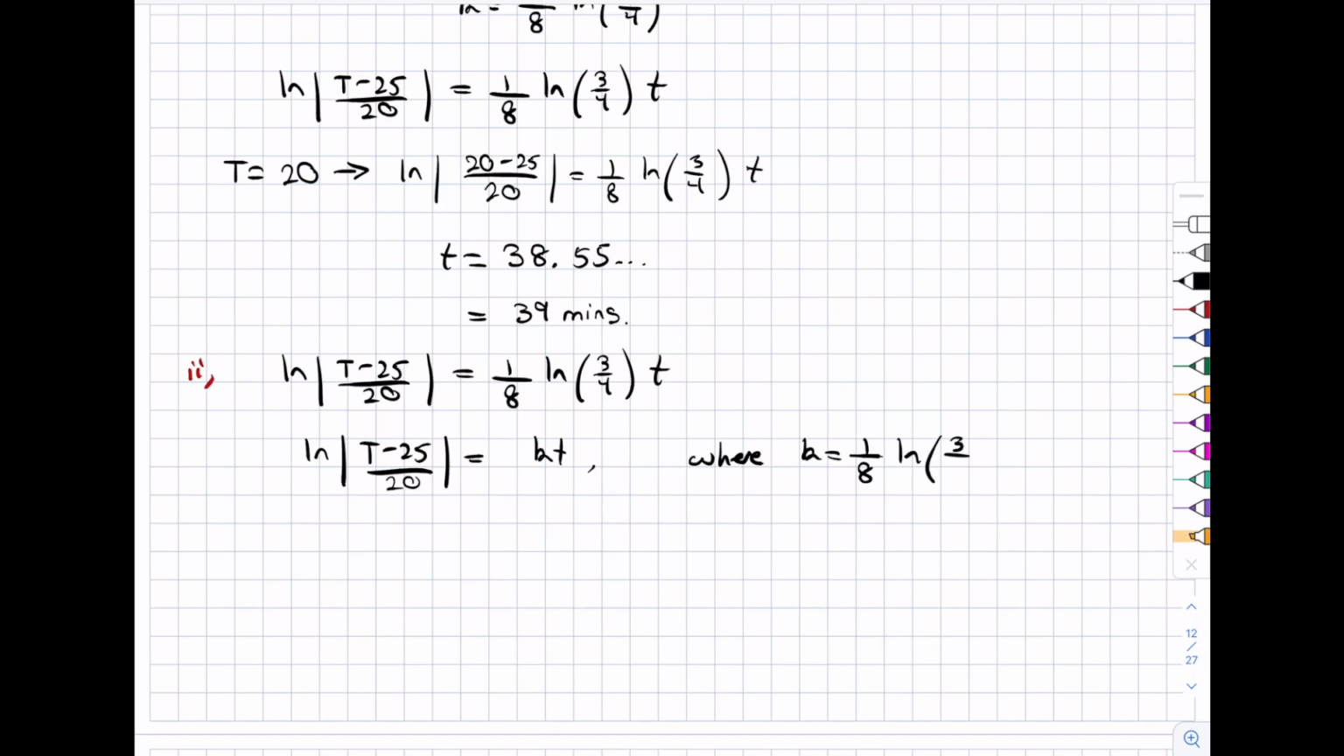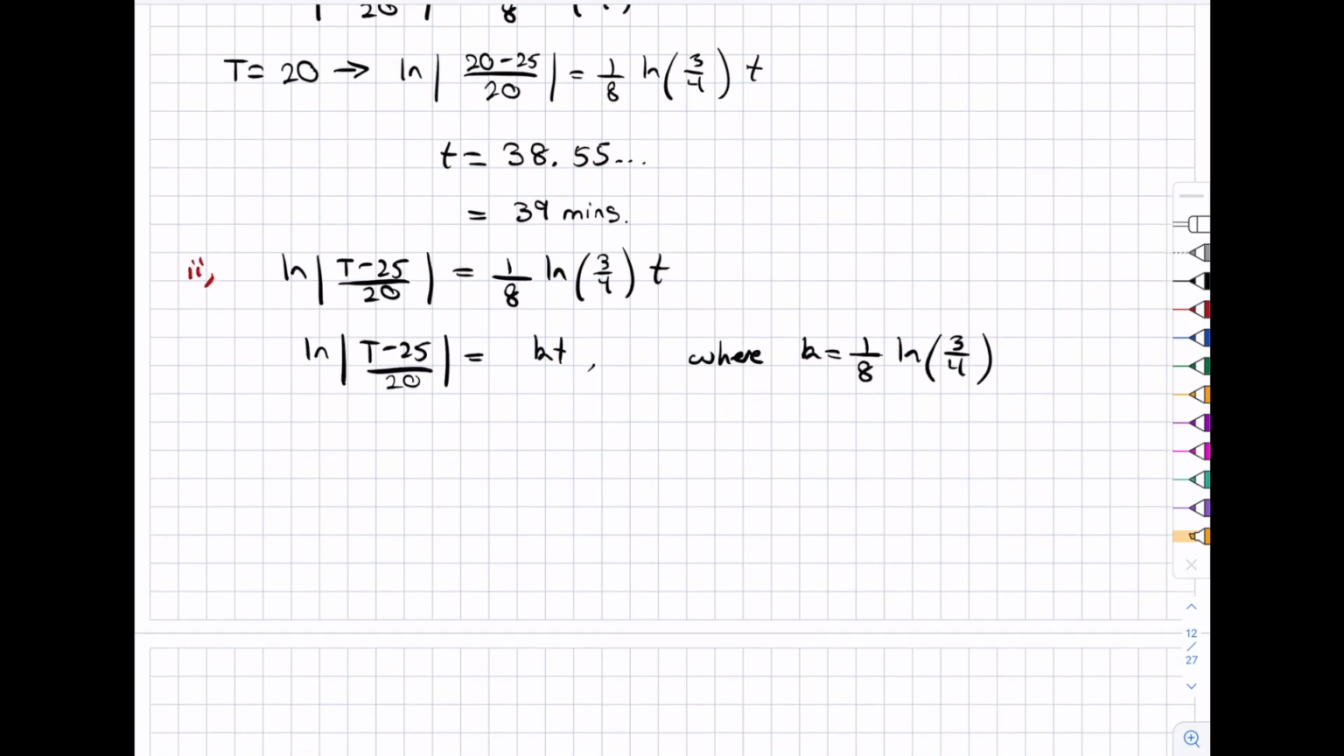of 3/4. The reason I'm going to do that is because I'm anticipating the fact that I'm going to have to exponentiate both sides, and putting this in the power is just going to make things really cramped up. So now I'm going to exponentiate both sides. Remember that we still have these absolute values. We haven't really stripped those away yet. This is going to be e to the kt, once again where k is equal to that.